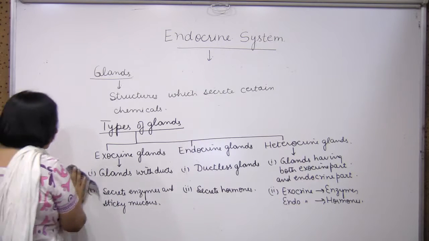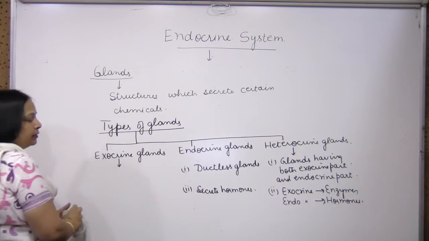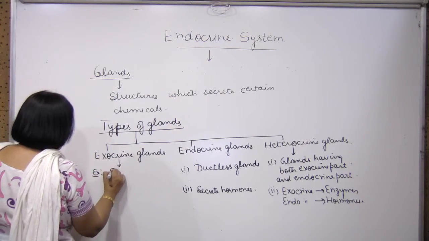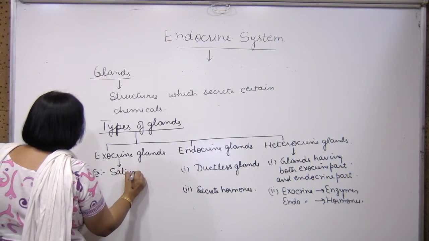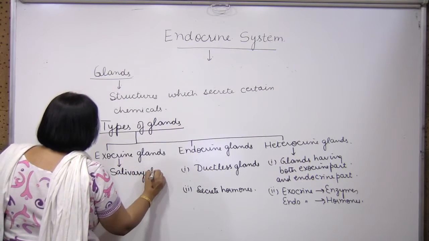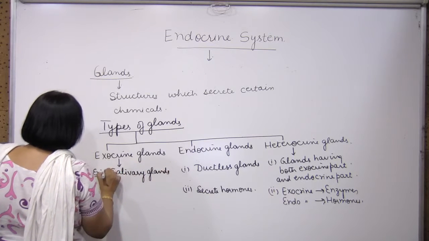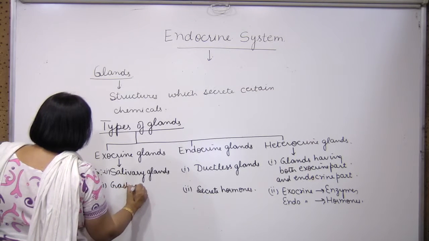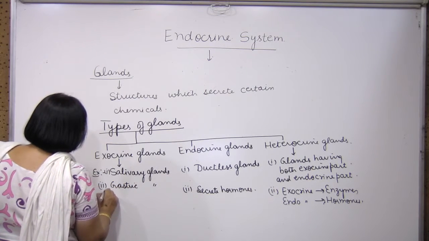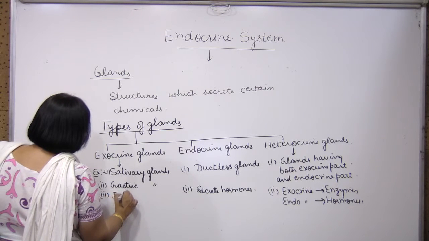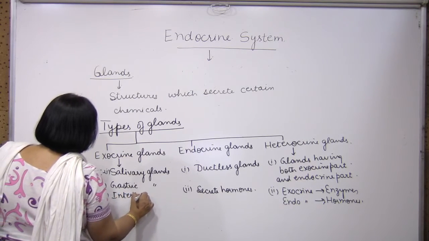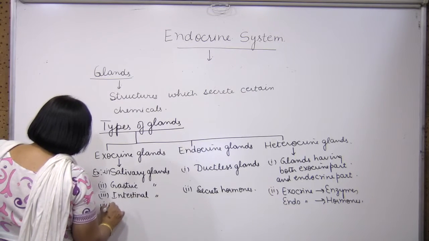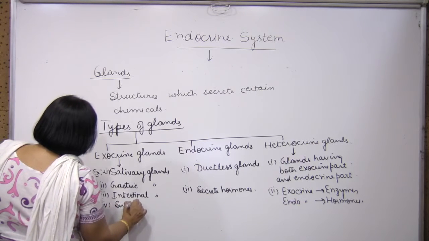So let's see which are the endocrine glands. Exocrine glands, for example, salivary glands in our mouth, gastric glands in stomach, intestinal glands in our intestine. Then there are sweat glands in skin.